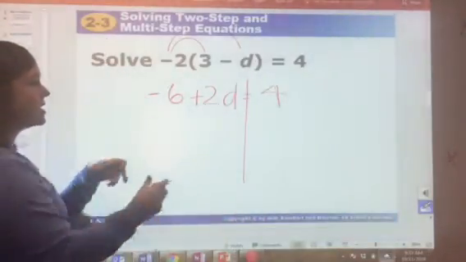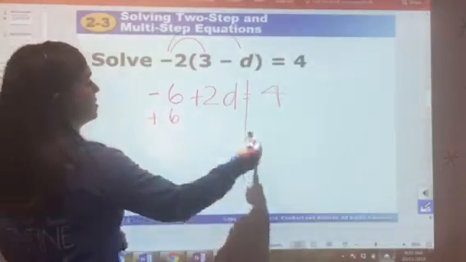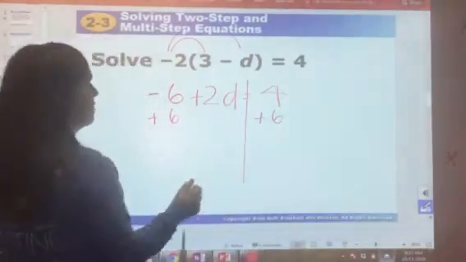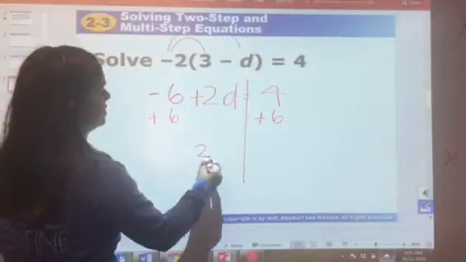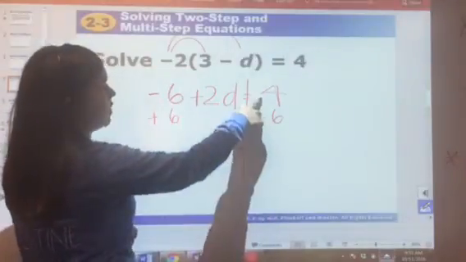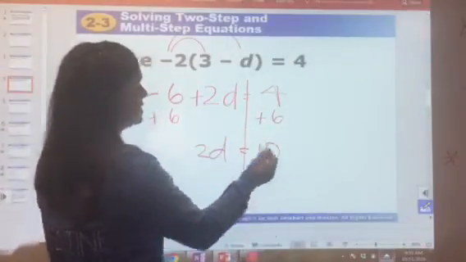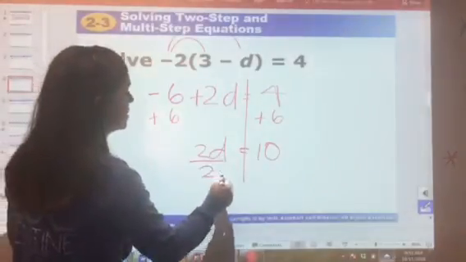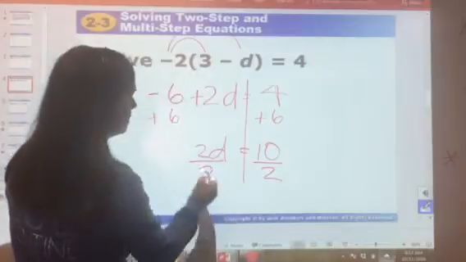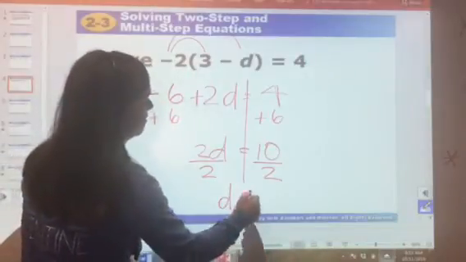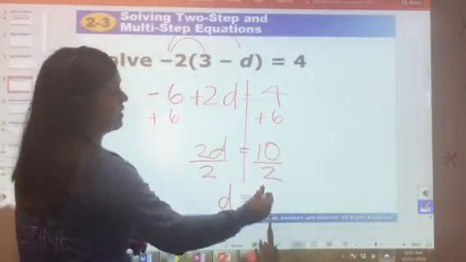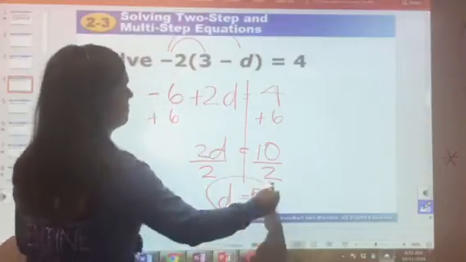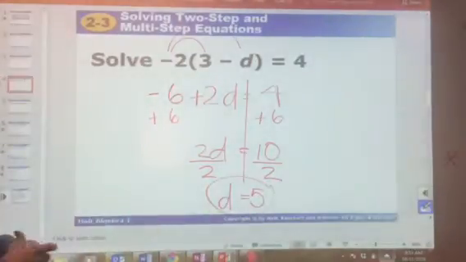All right, I have a negative 6, so to get rid of that, the inverse, I'm going to add 6 to both of my sides. Still bring down the 2d. 4 plus 6, that's going to give me a 10. The 2 is being multiplied to d, so the opposite of multiplication is division. 2 divided by 2 is a 1, so I'm left with d equals 10 divided by 2 is a 5. This would be my answer for d.